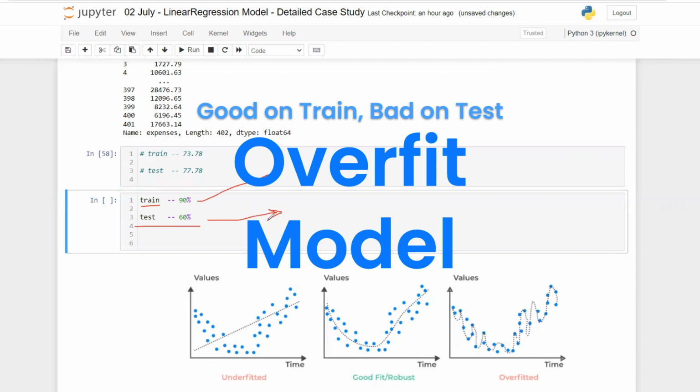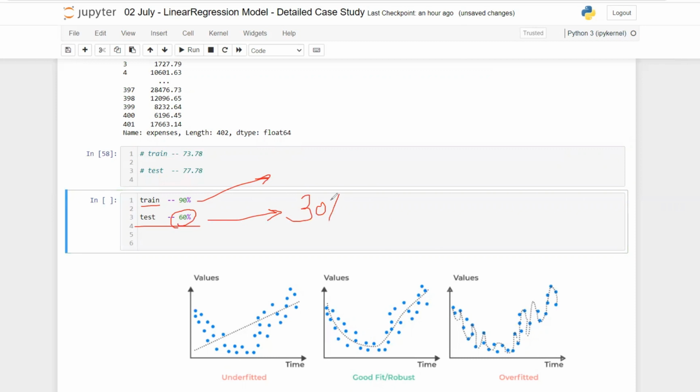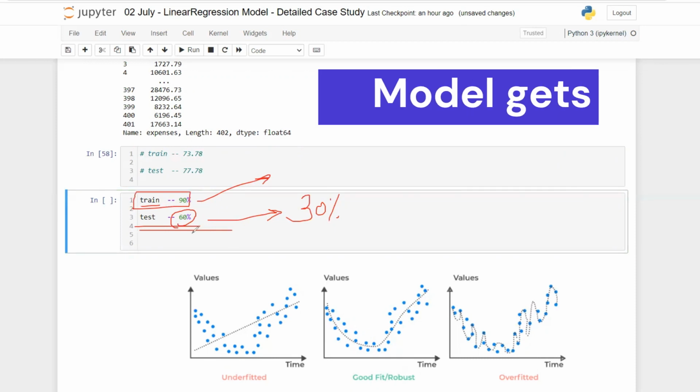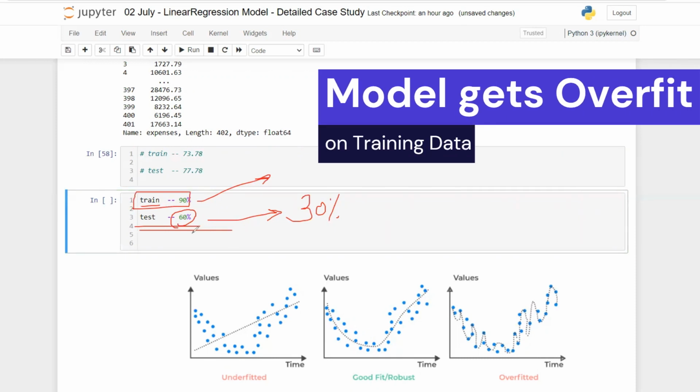And the test accuracy is going very much down. Means there is a huge difference of 30% between the two accuracies. Means your model is not doing well on the test data. It may be doing well on the training data, but not on the test data. Means what is happening is the model is getting overfitted on the training data.